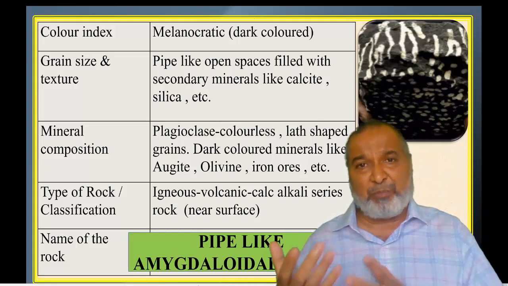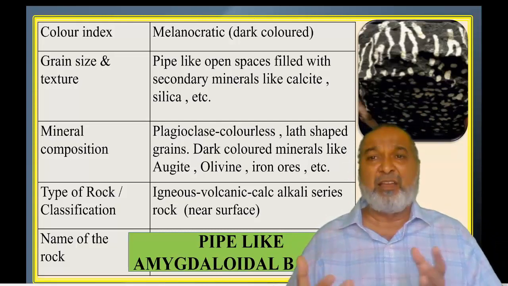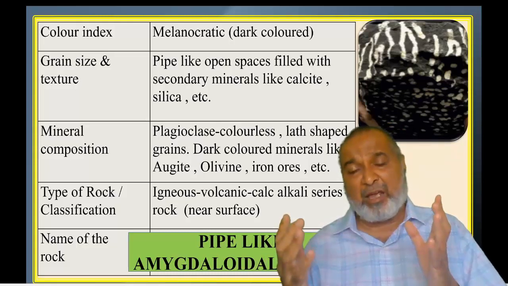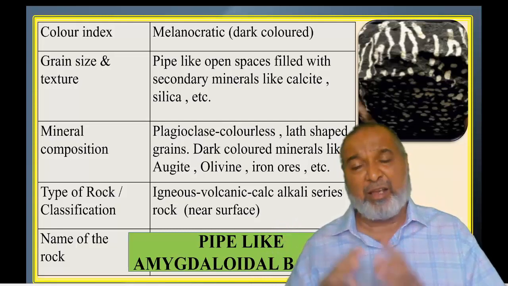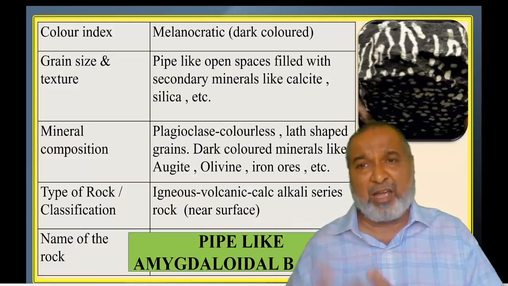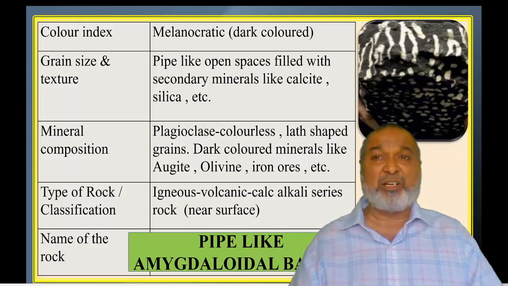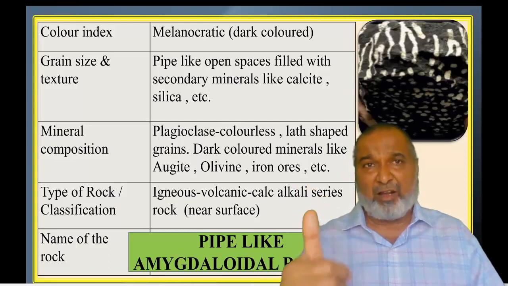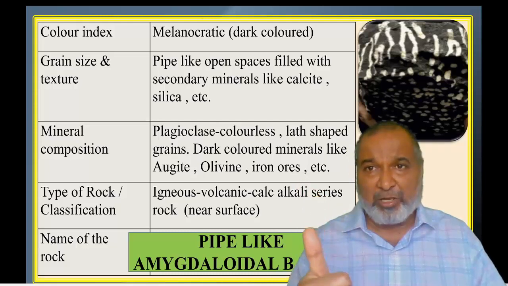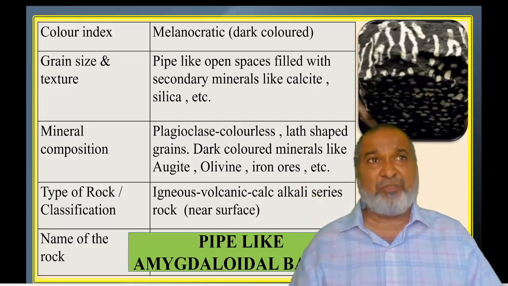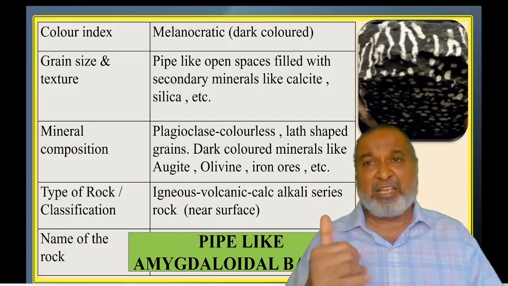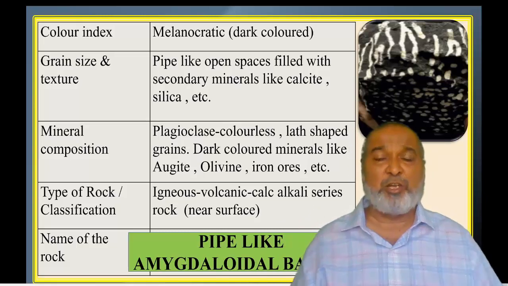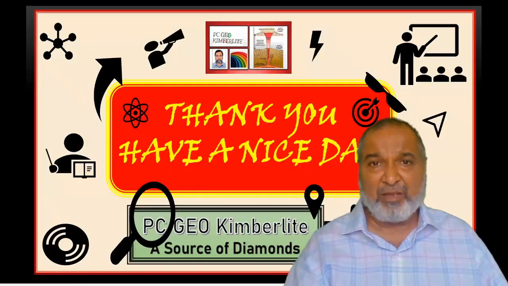Then the mineral composition: plagioclase as usual, colorless, will be there. And the next one, dark color minerals will be olivine and augite, and if no minerals are there, then iron oxide. So they are there. When you write the classification on the basis of color, it is basic. On the grain size, it is volcanic, and on the basis of the feldspar, it is igneous, calc alkali series rock. So this is the way you have to make out the classification.